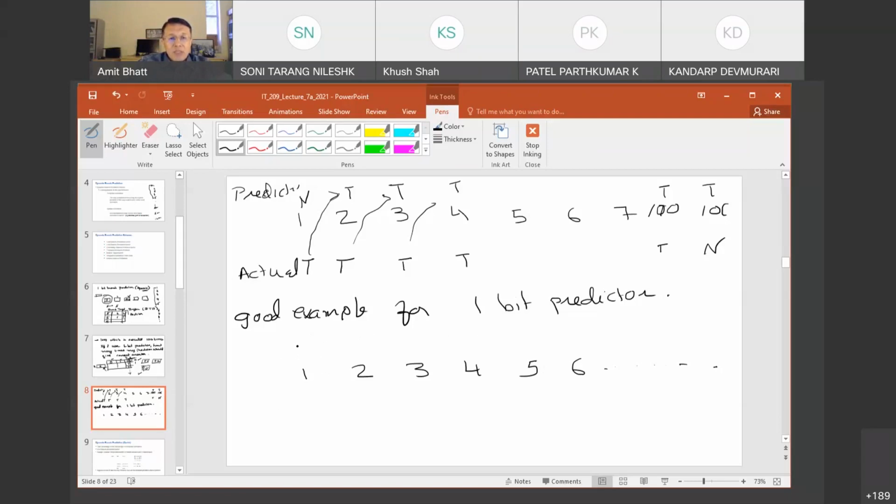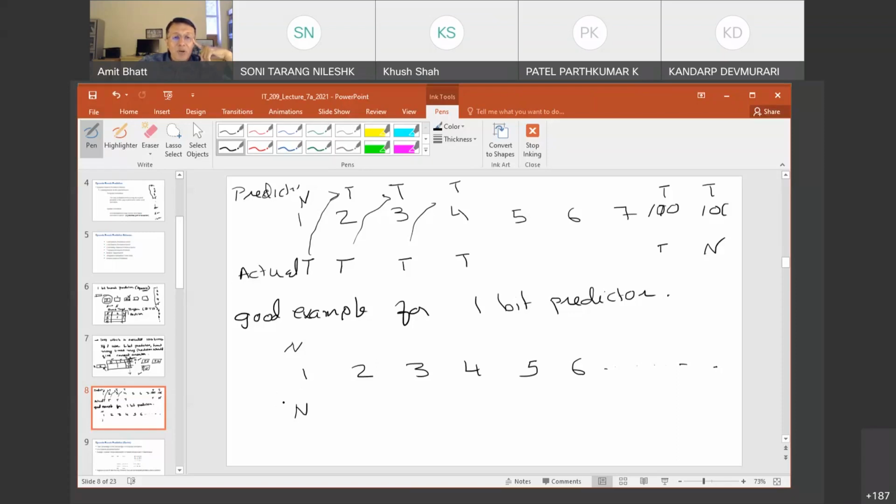So the first time, my answer is not taken. Now the actual input was even. For a particular branch, if it is an even number, then you're supposed to not take the branch. If it is odd, then take the branch. So let us say we are starting with an even number, so we are starting with 0. Then your actual outcome is not taken, because you are not supposed to take the branch for an even number. You are supposed to take the branch for the odd number.